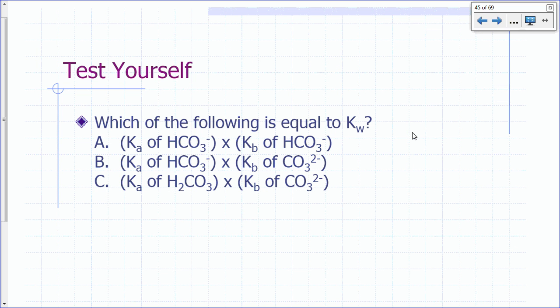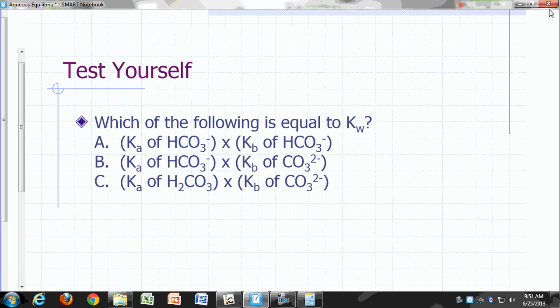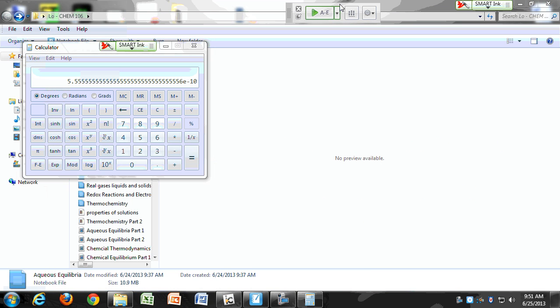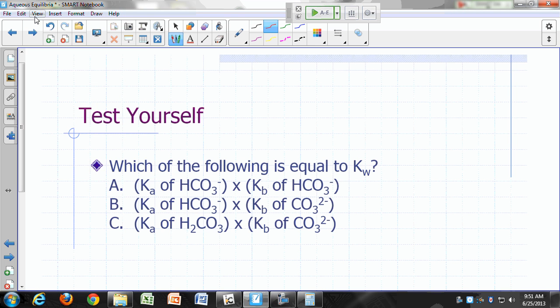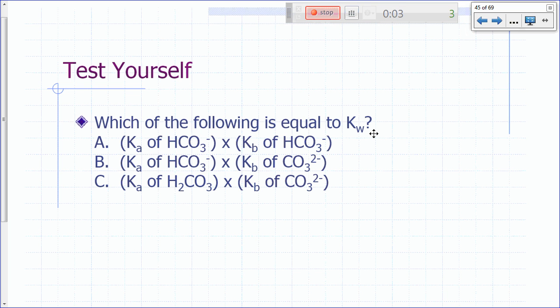Which of the following is equal to Kw? Okay, anytime you're ready. Which of these is equal to Kw? What's another way of asking this question? This is all Ka times Kb, right? But the answer is not all of the above, obviously, because I did not give all of the above as a choice. So what's another way of asking this question? Which of these is an acid-base conjugate pair? A conjugate acid-base pair.